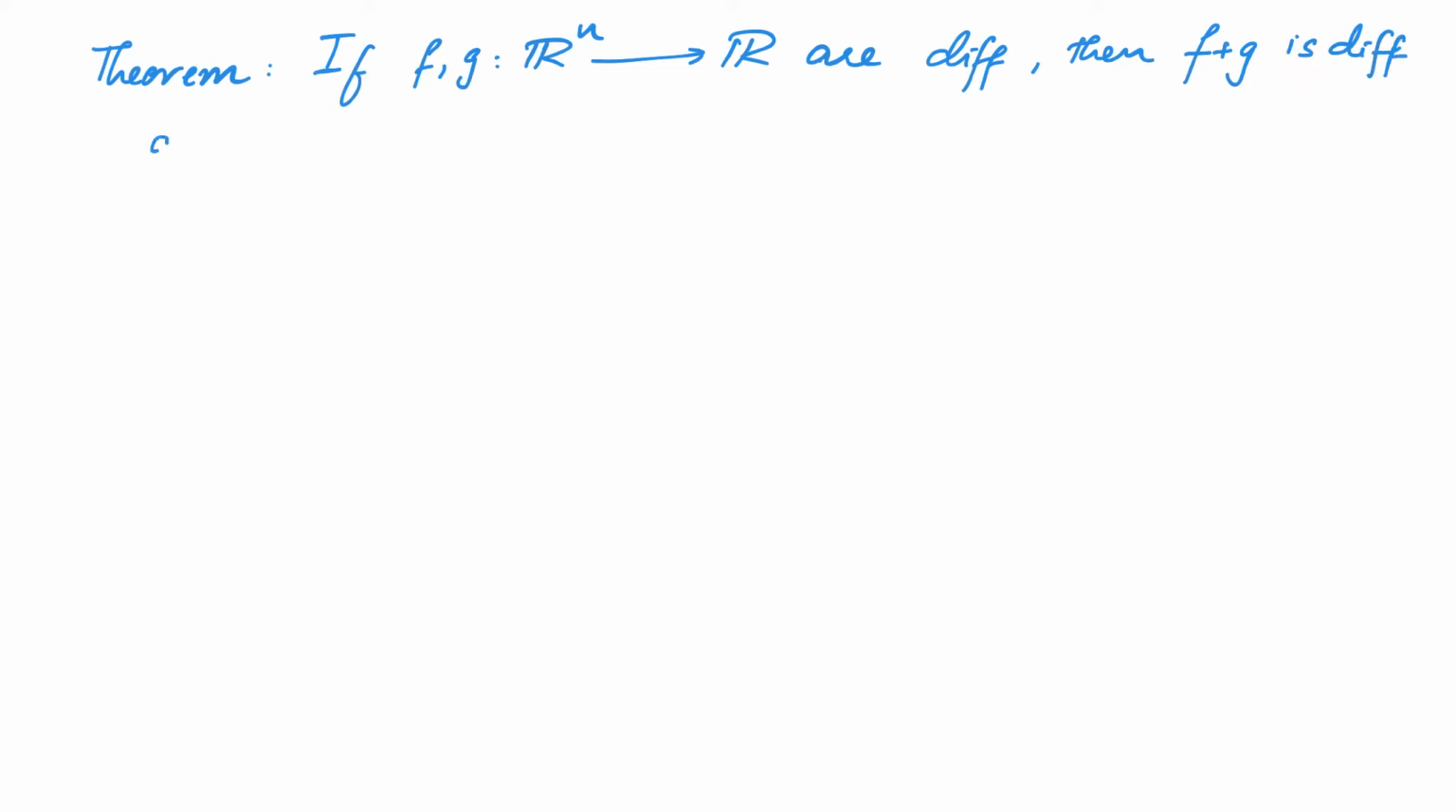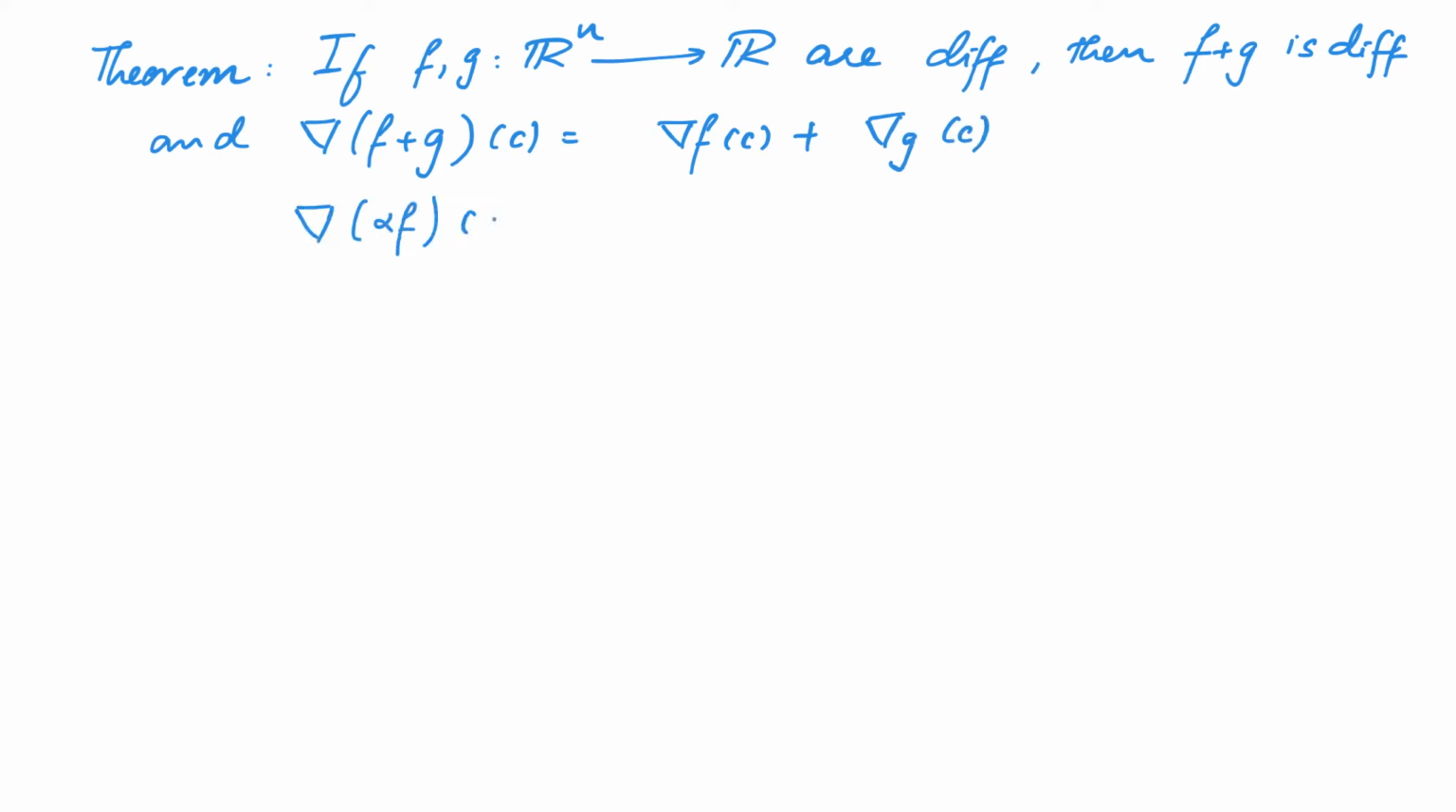Next, we will prove that the derivative itself is a linear function. More precisely, if f and g are two functions from Rn to R which are differentiable at a point C, then f plus g is also differentiable at the point C. Moreover, we can conclude that the gradient of f plus g at the point C is equal to gradient of f at the point C plus gradient of g at the point C. Similarly, gradient of alpha f at the point C is equal to alpha times the gradient of f at the point C. The proof once again is very straightforward.